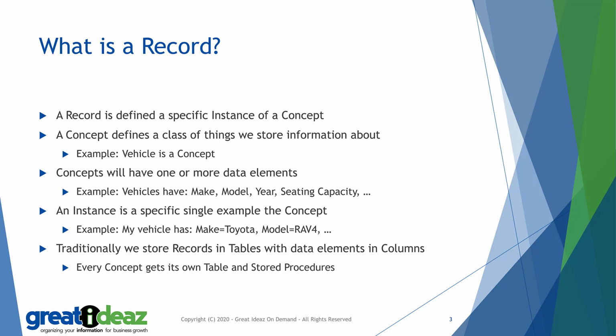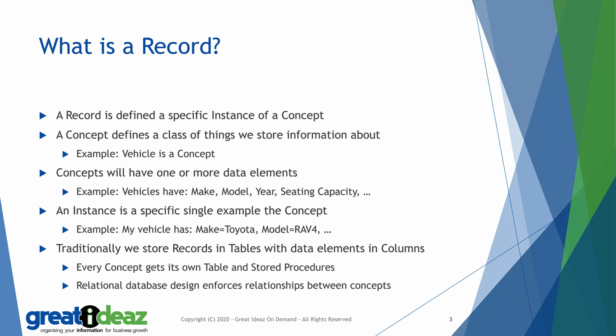So every concept typically gets its own table with its own set of columns and a set of stored procedures that allow us to select, insert, update, and delete. A traditional relational database design enforces a set of relationships between concepts. So for example, I might have a vehicle, and as child objects of the vehicle, there may be a concept called drivers. And there would then typically be a relationship between the vehicle and the people that drive it. So there would be a foreign key relationship between the drivers and the vehicle that they drive.